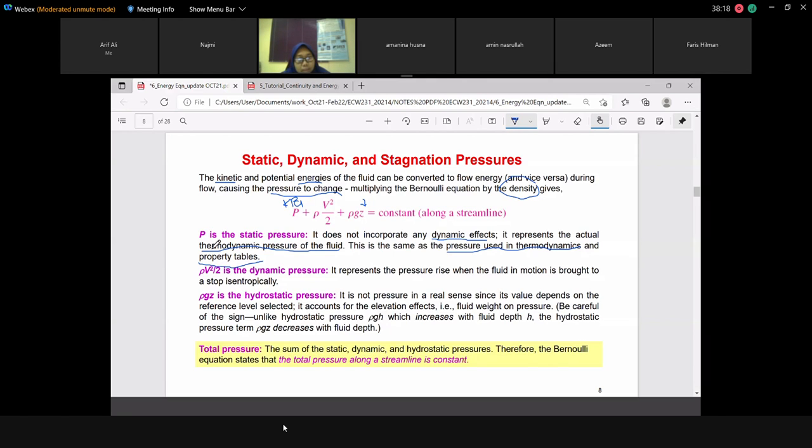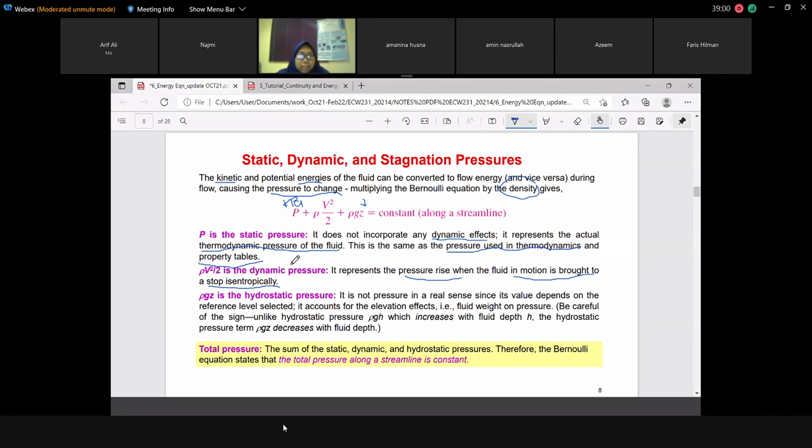And then the kinetic term is represented by dynamic pressure. This dynamic pressure represents the pressure rise when the fluid in motion is brought to a stop isentropically. Dynamic pressure involves the increase of pressure, or pressure change, when the fluid moves and then stops because of the decrease in energy.